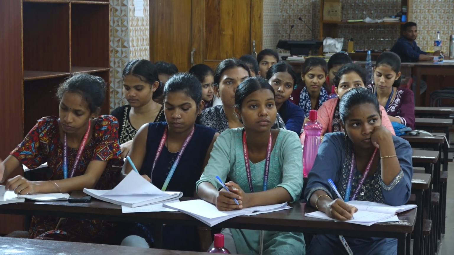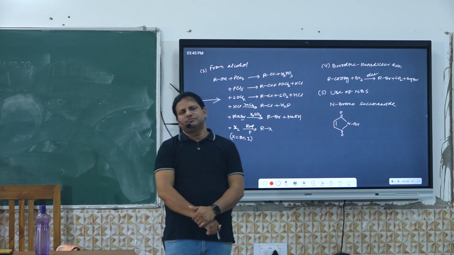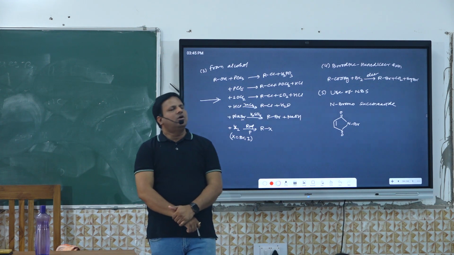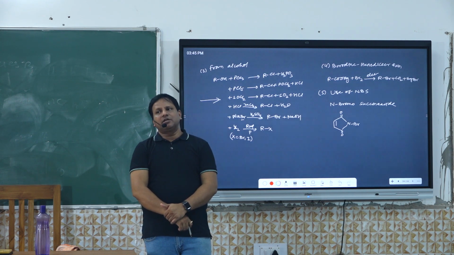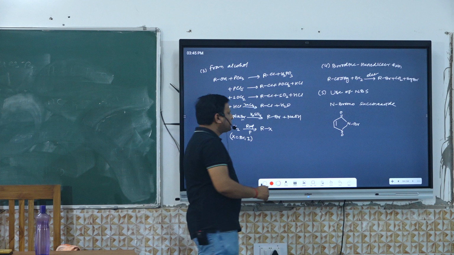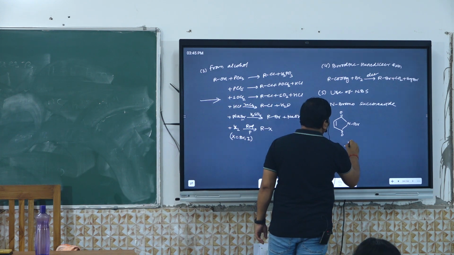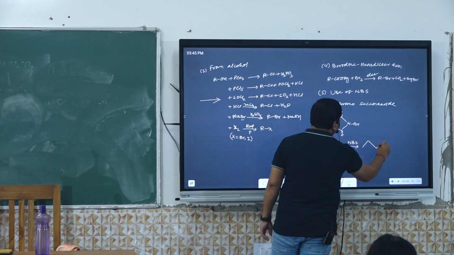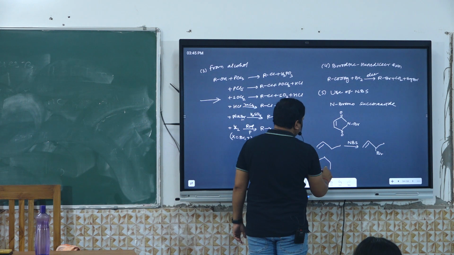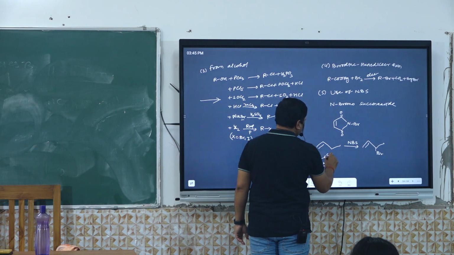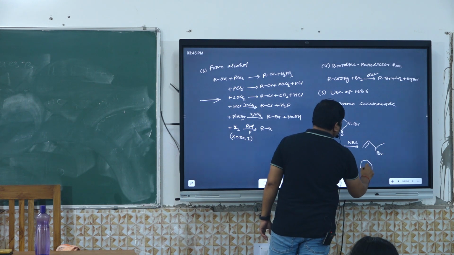It makes bromination only at the allylic or benzylic position. Allylic or benzylic means the position next to the double bond. Suppose you have taken this compound, by the use of NBS this is the product. Suppose you are taking toluene, by the use of NBS, the product will be this.